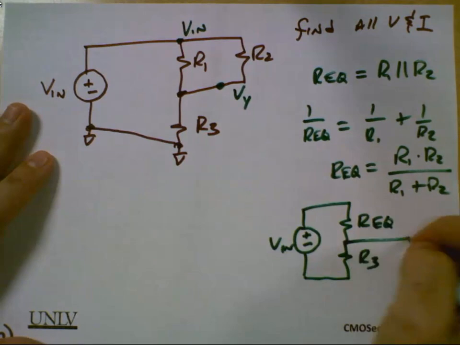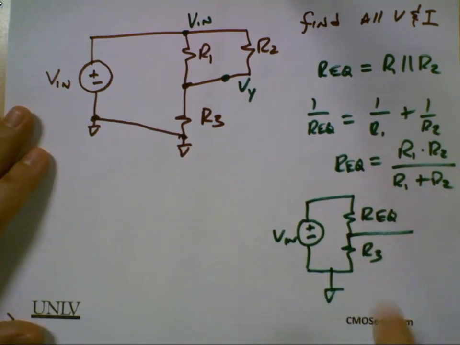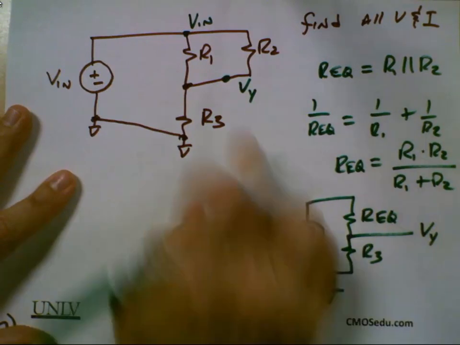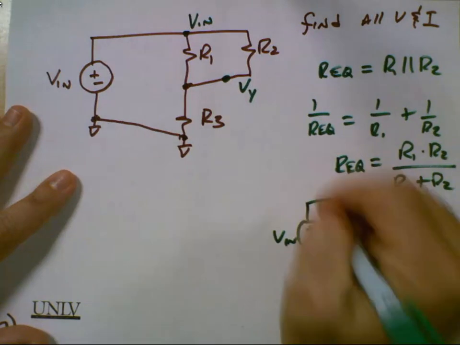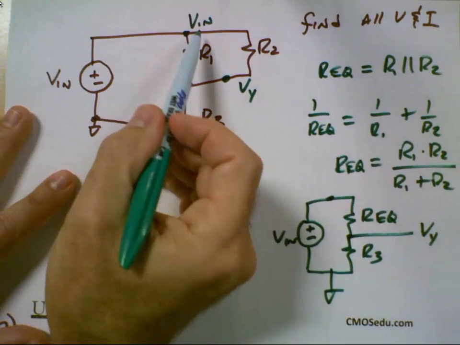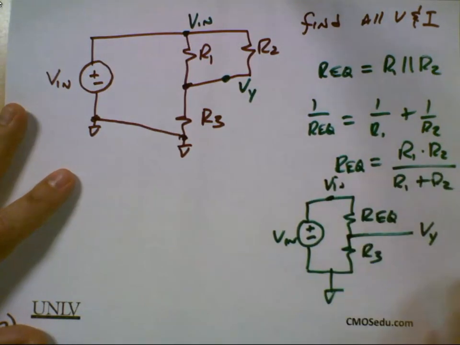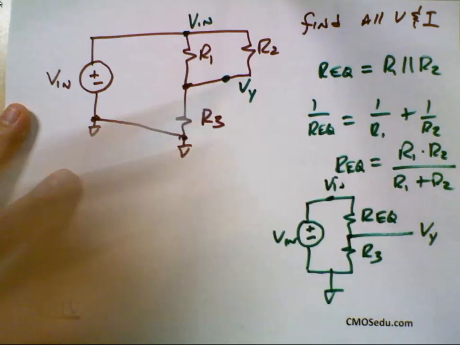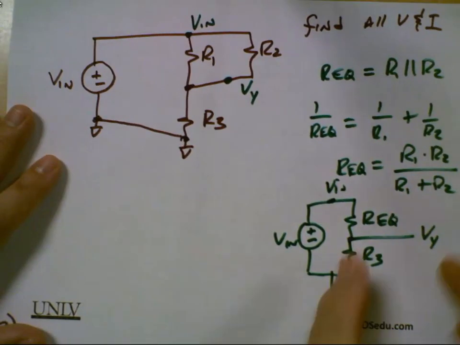What would I label this node here? VY. It's the same thing, right? What would I label this node? VN. It's the same exact circuit, right? Except I've got the current splitting here. So I could solve for VY.